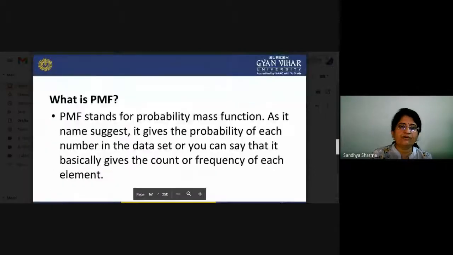So what is the PMF? PMF stands for probability mass function. As its name suggests, it gives the probability of each number in the data set, or you can say that it basically gives the count or frequency of each element.